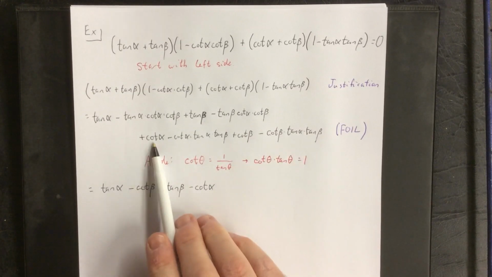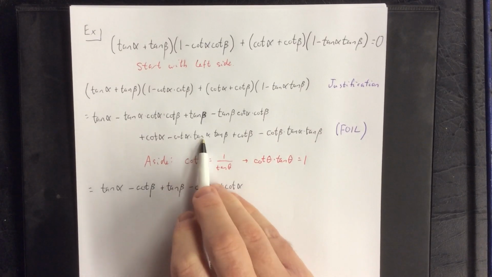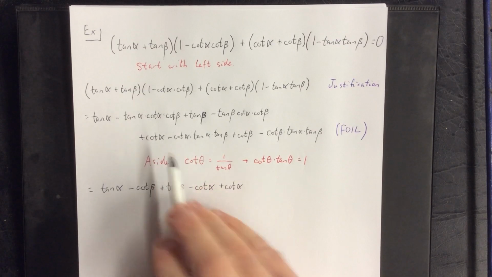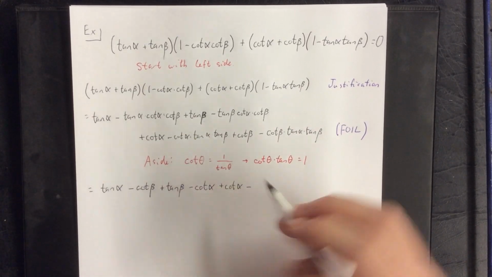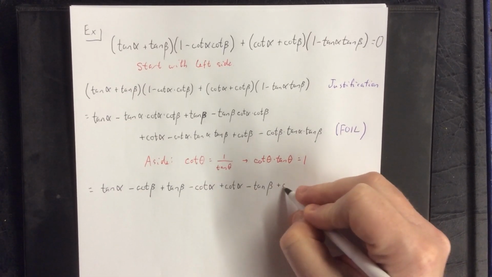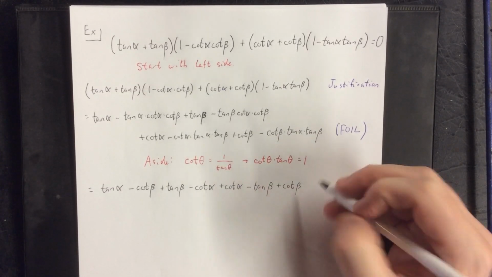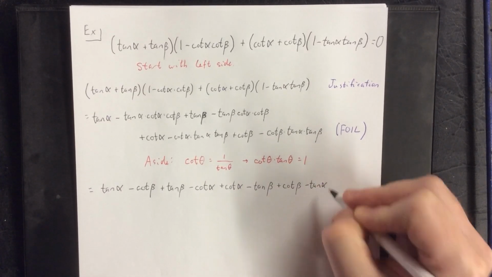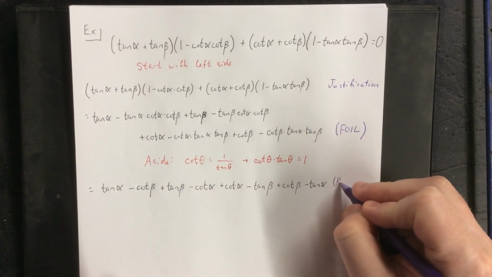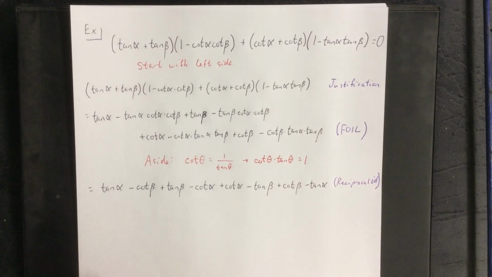Working through the next 4 terms, cotangent of alpha stays cotangent of alpha. Cotangent of alpha times tangent of alpha, those will cancel each other out by using our reciprocal identity. So this will be minus, those cancel, we're left with tangent of beta. The next term is just by itself, so we'll keep that. And the last term we have cotangent of beta times tangent of beta, those will cancel each other out. And we'll be left with minus tangent of alpha. To justify that step, that was through the use of the reciprocal identities.